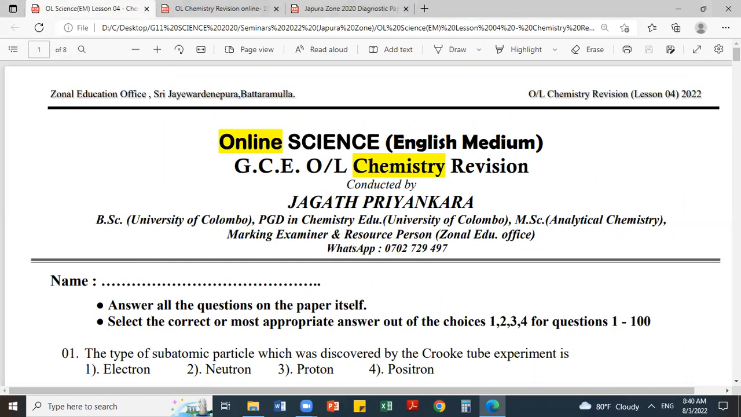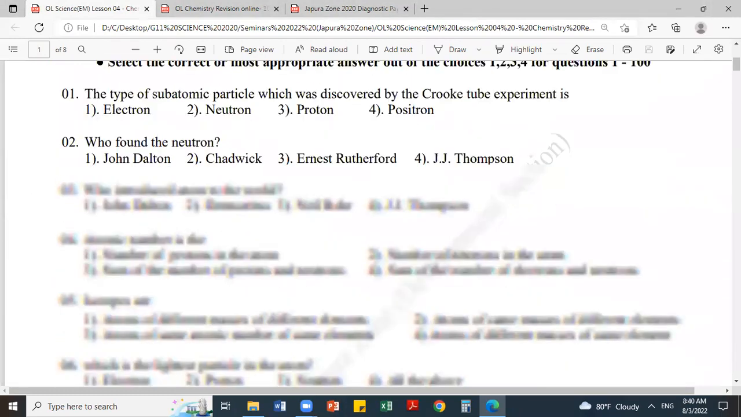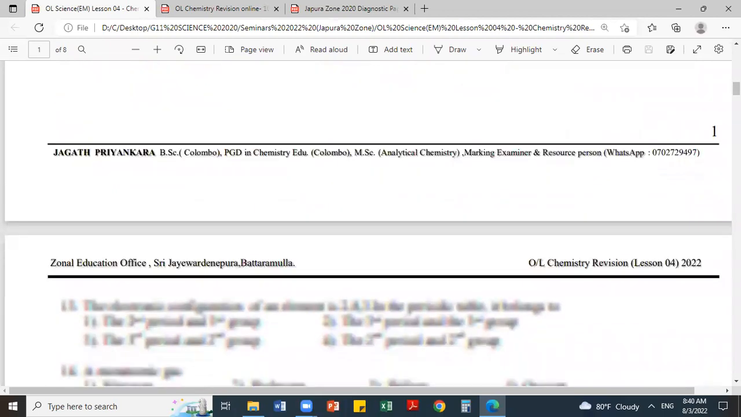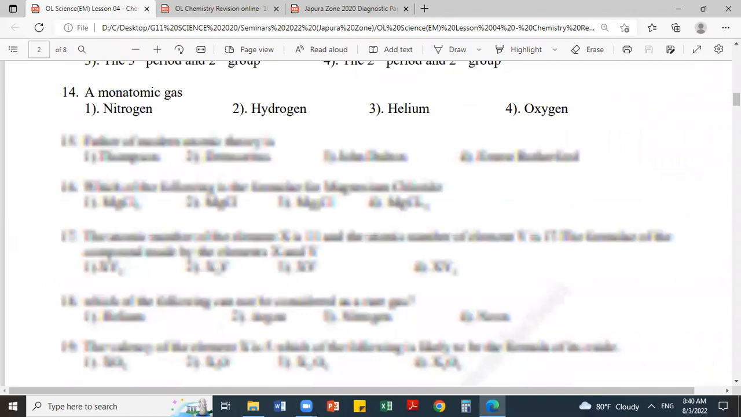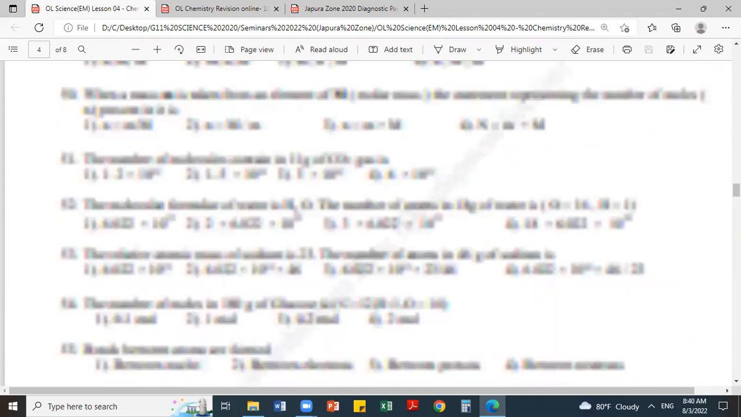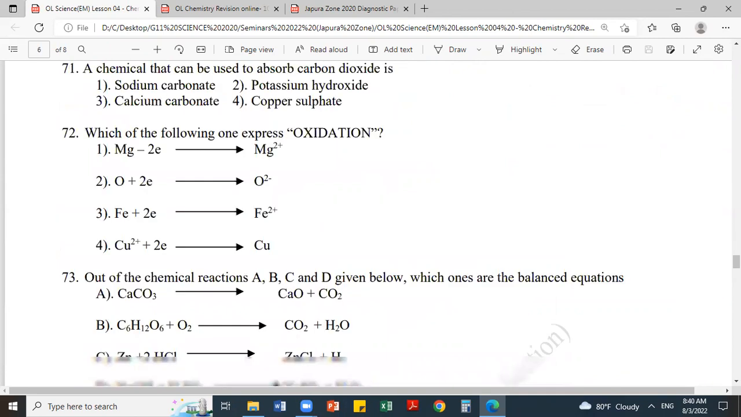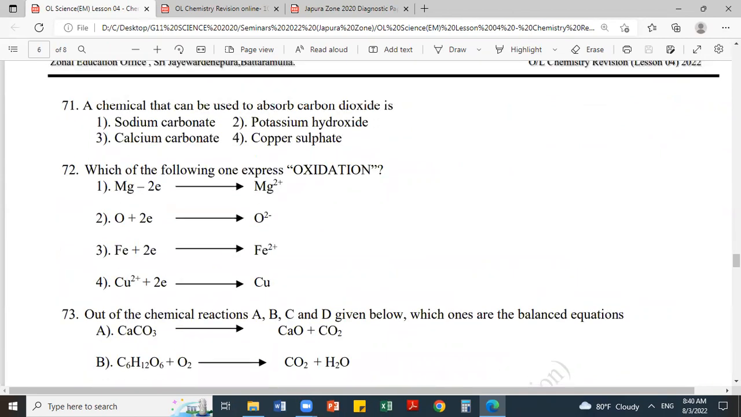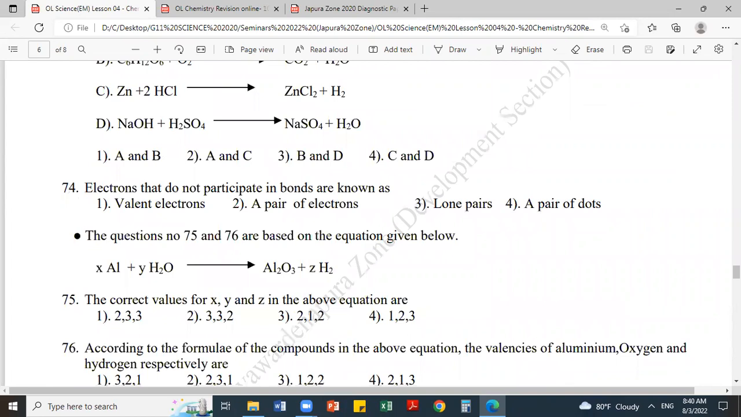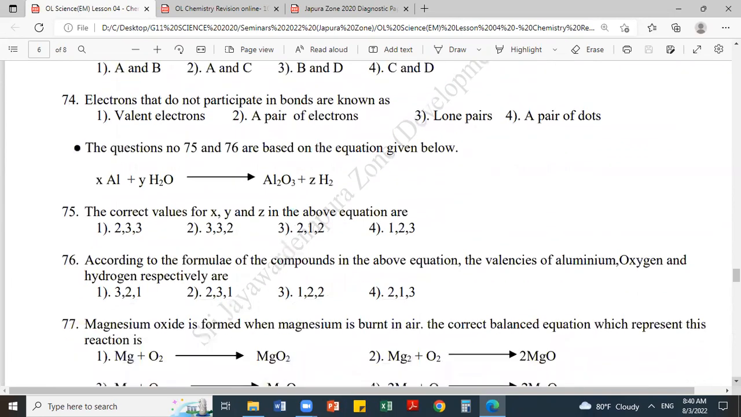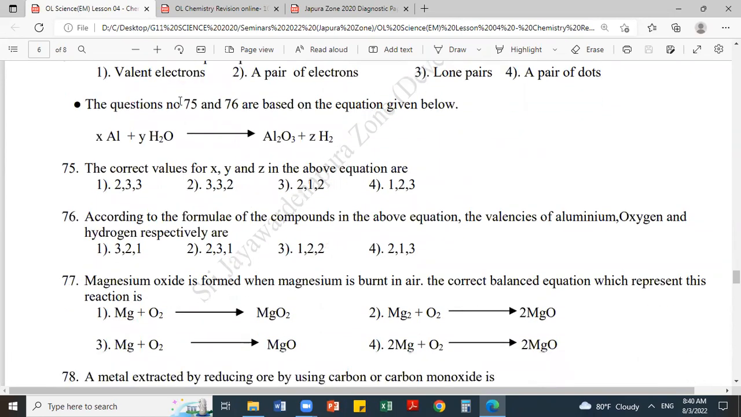We completed until question number 74 last week. The last question we discussed was the 74th, covering mainly grade 10 and 11 chemistry. Question number 75. You can see the screen.